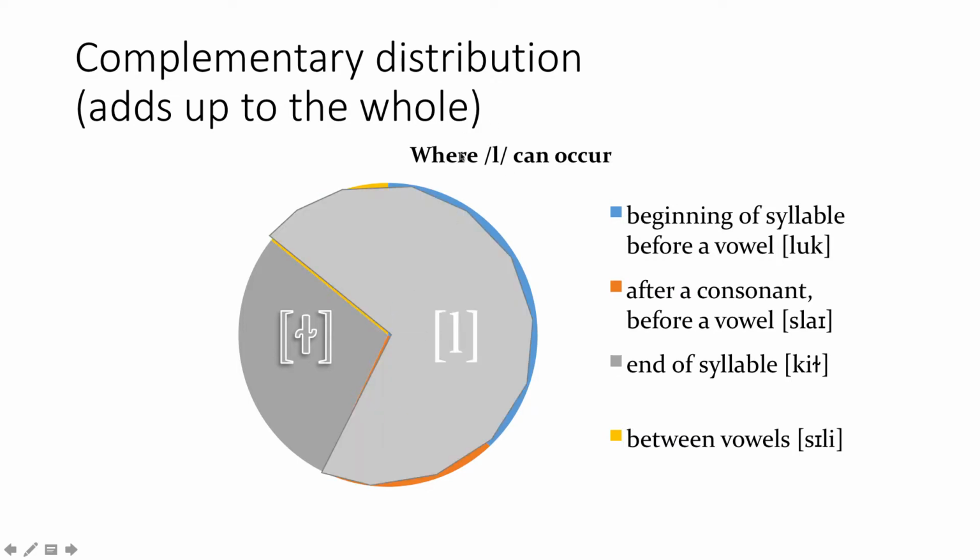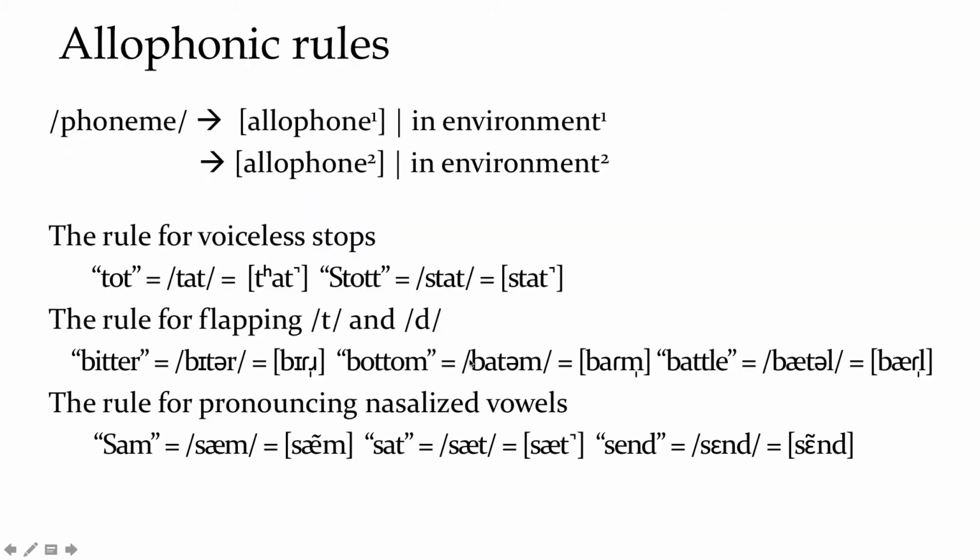distribution. I know that this phoneme L is always going to take the form of a velar l at the end of a syllable in English, and it will take the form of an alveolar l anywhere else. So that would be the allophonic rule. I've got a phoneme that has two allophones in it, and here's the clear rule, the clear pattern for where I would find one and where I would find the other. And we can write these rules in this way. The phoneme, whatever, gets pronounced as allophone 1 in environment 1. This same phoneme would get pronounced as allophone 2 in environment 2.